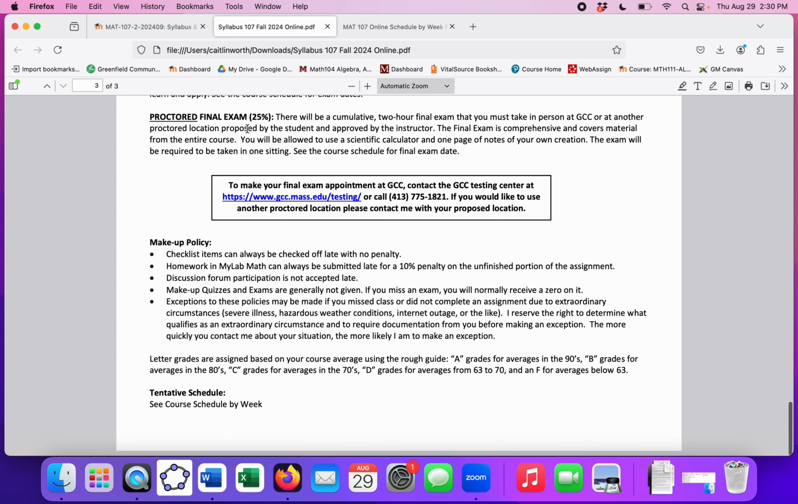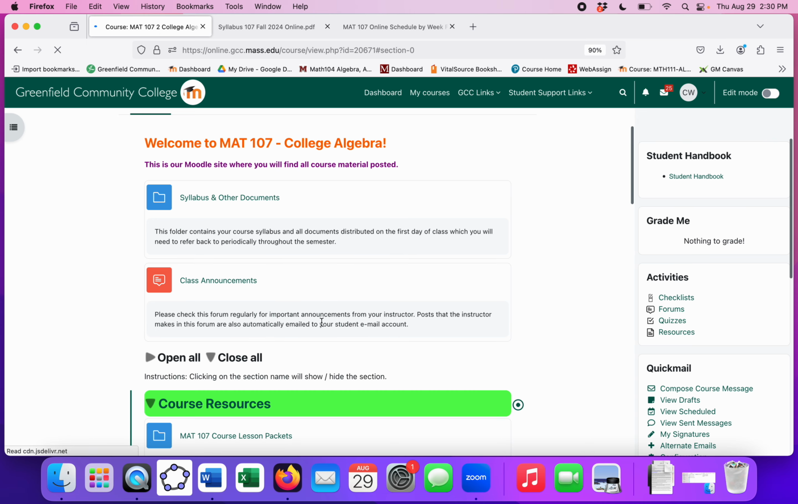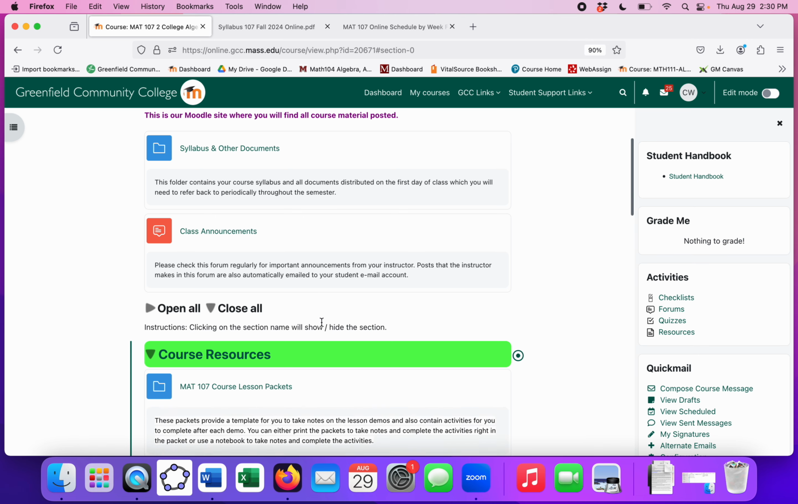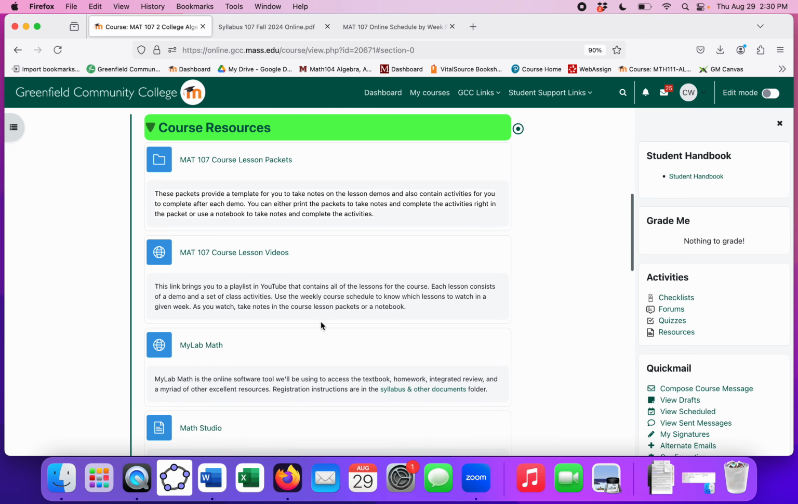Okay, so that pretty much covers the syllabus. I do want you to make sure that you go back and read all of that because you will have a quiz on the syllabus. Okay, so back to Moodle. Now that we kind of talked about how the whole semester is going to work, let me just show you around Moodle and you can see where everything lives that we referred to in the syllabus.